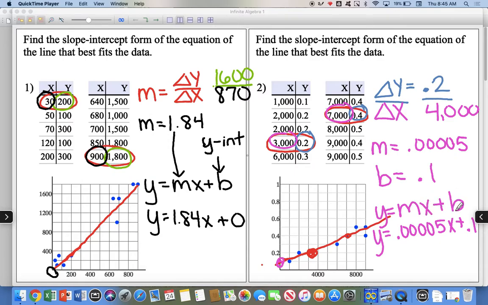So just going back to that slope-intercept form that you guys probably love so much in Algebra 1. So that's actually what I'm doing in Algebra 1 right now. Writing equations in slope-intercept form.